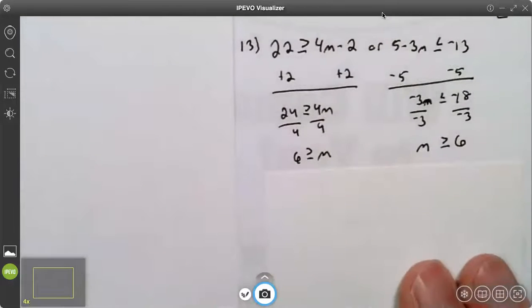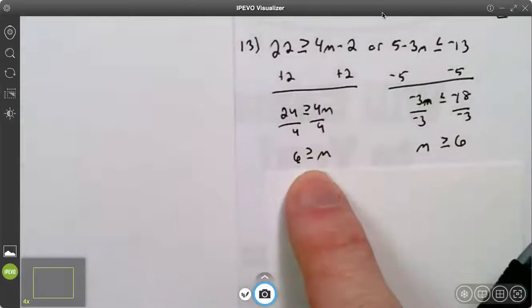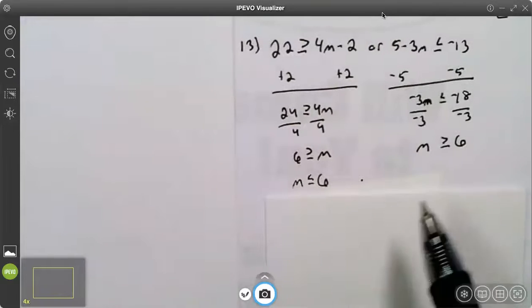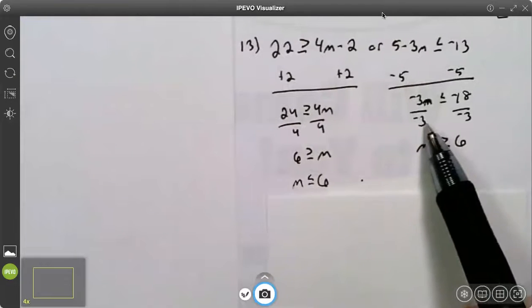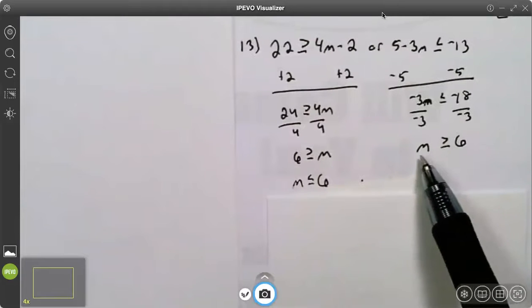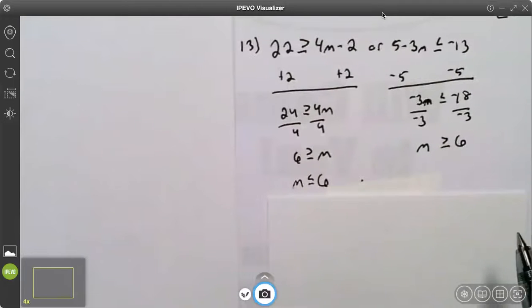On the left, you get 6 is greater than or equal to m, which we would write with the variable on the left, m is less than or equal to 6. On the right side, we had to remember when we divided both sides by a negative, we have to flip the symbol. We have m is greater than or equal to 6.